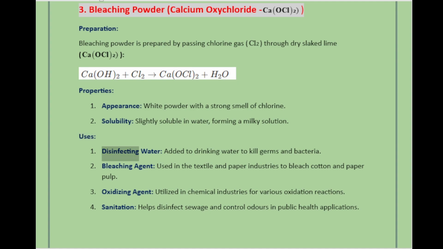Uses: disinfecting water, added to drinking water to kill germs and bacteria. Bleaching agent, used in the textile and paper industries to bleach cotton and paper pulp. Oxidizing agent, utilized in chemical industries for various oxidation reactions. Sanitation, helps disinfect sewage and control odors in public health applications.